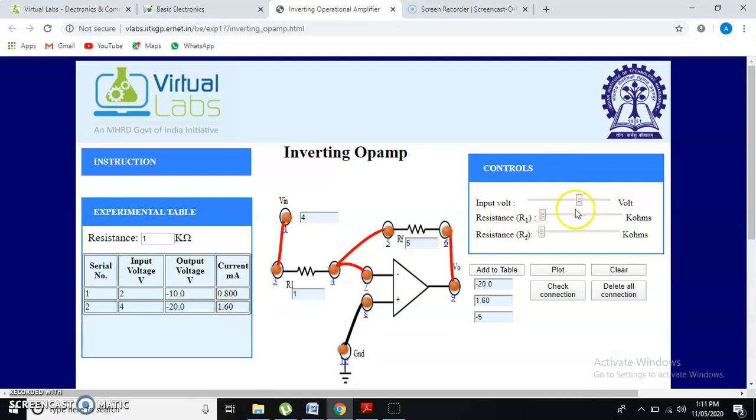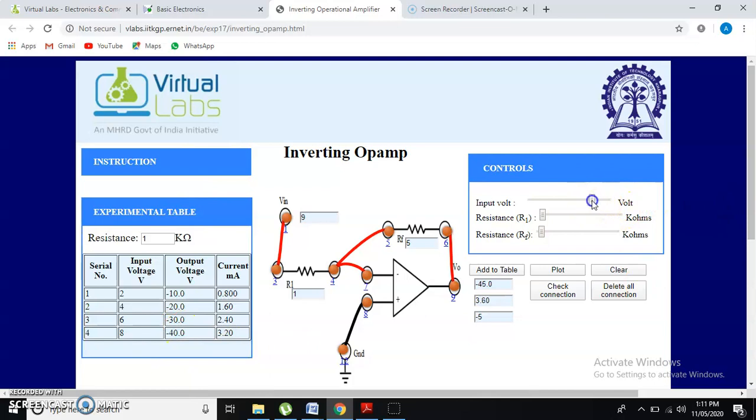Same way, let us change the reading. Let's say the input adjusted is now 6 volt. Add the value into the table. Okay, 6 into minus 5, minus 30 should be the output voltage. We are getting minus 30 volt at the output. And this much is the current flowing. Again, we'll adjust the value to, let's say, 8 volt. Add the reading into the table. What should be the output now? 8 into minus 5, that is minus 40.